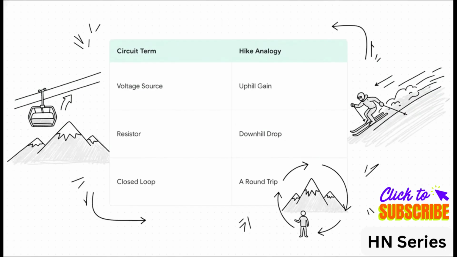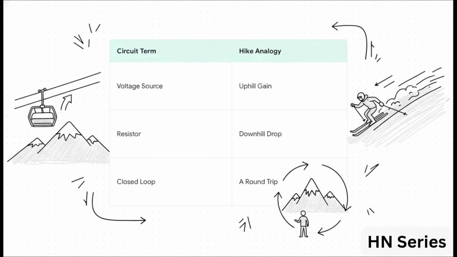So let's try this analogy. Think of a battery, a voltage source, as being like a ski lift. It does all the work to take you up the mountain. That's a gain in elevation. Now, components like resistors, they use up energy. That's like skiing downhill. You're losing all that elevation you just gained.